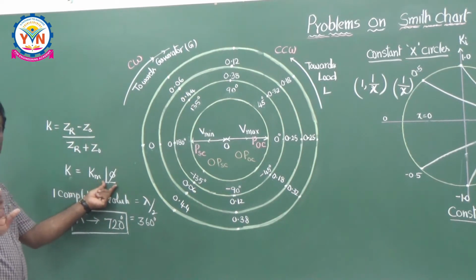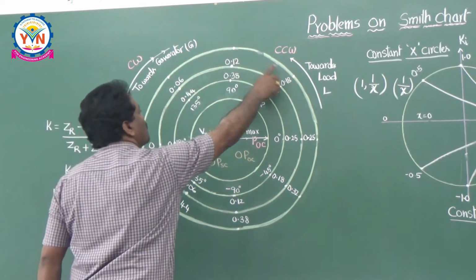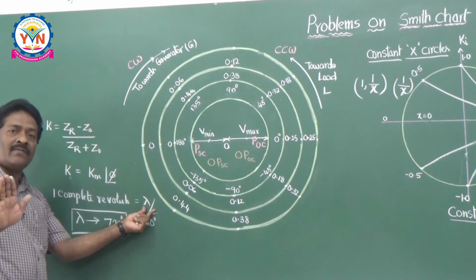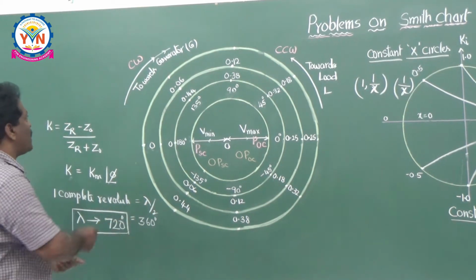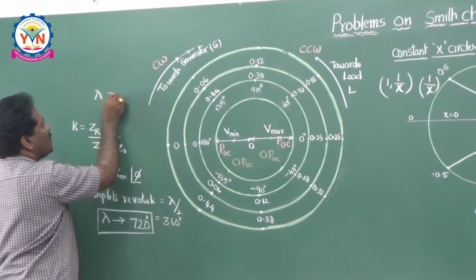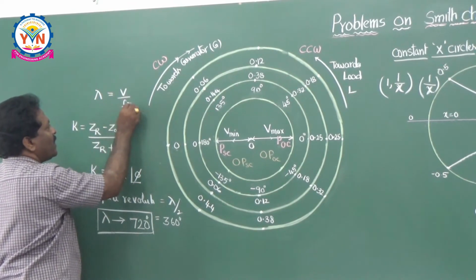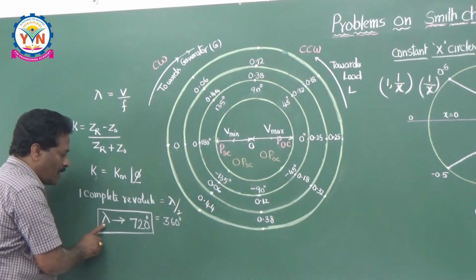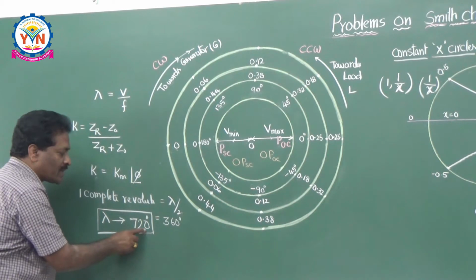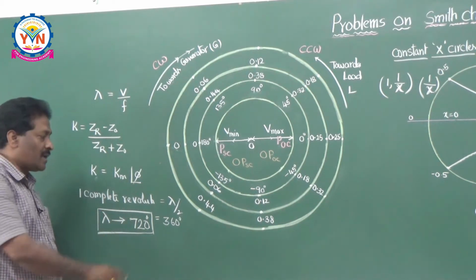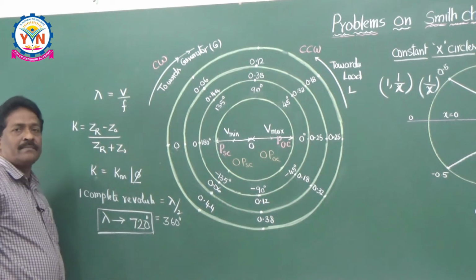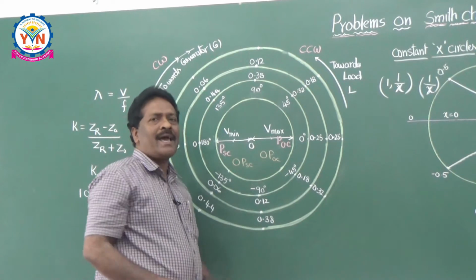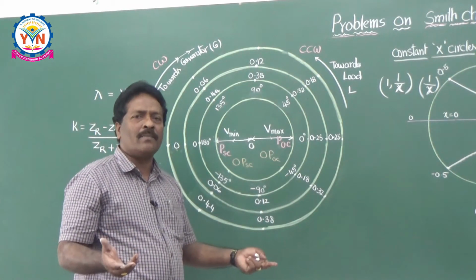The most important point is that one revolution of the chart is equal to lambda by 2, half of the wavelength. This lambda can be calculated using the basic equation, lambda is equal to velocity by frequency. To complete one wavelength, it has to cover 720 degrees, because lambda by 2 covers 360 degrees. Once you know these small points about the Smith chart, you can happily do any type of problem in no time.